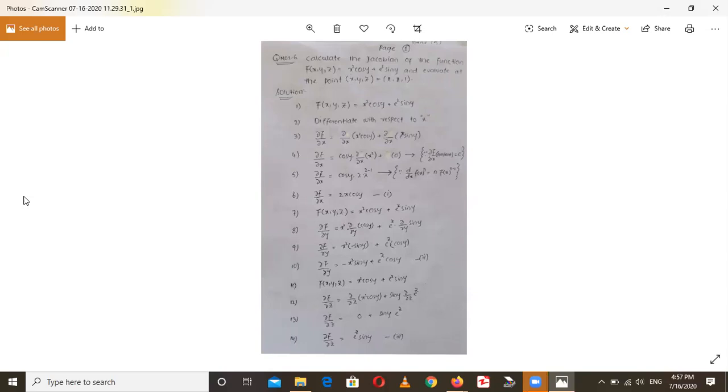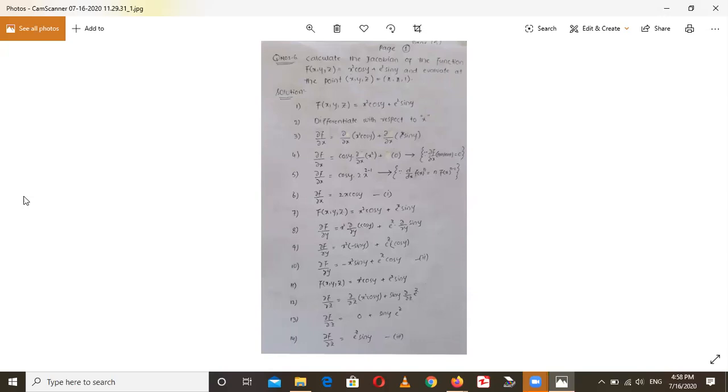And then we have to evaluate or find the answer at the point pi, pi and 1. I mean, we have to put the value of x equal to pi, y equal to pi, and z equal to 1 at the end of the answer. Oh, okay. So I thought x is matching with pi, y is matching with pi, and z is matching with 1. Yes. Okay, so let me read through.